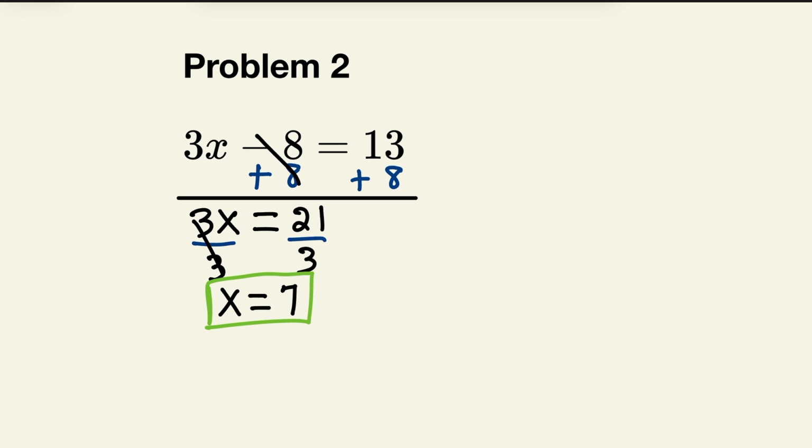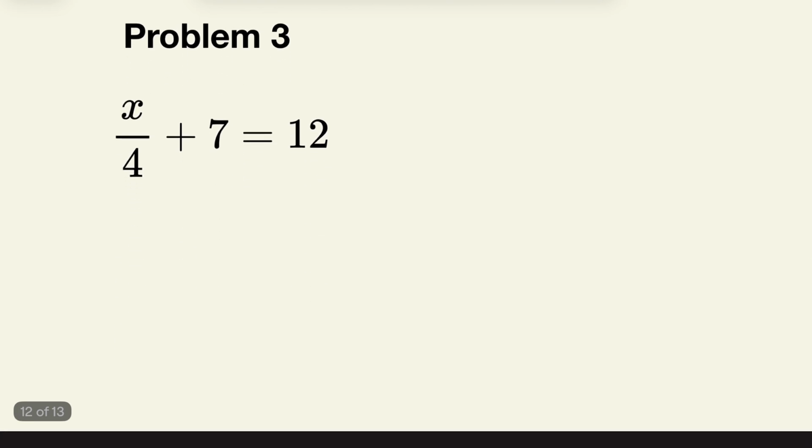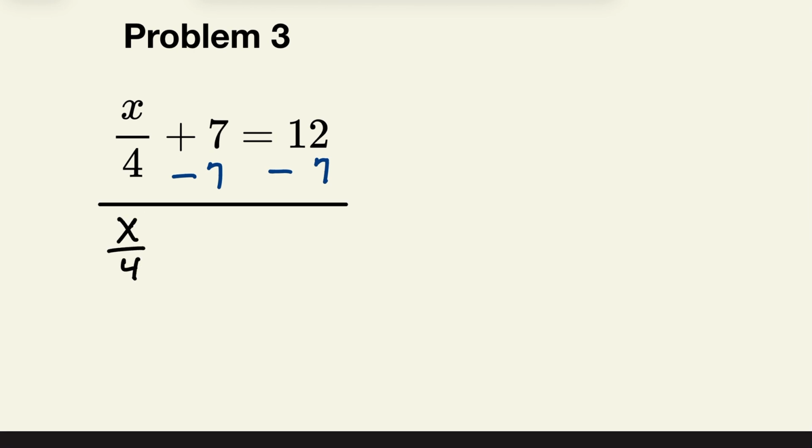Okay, so let's go ahead and move on to problem number 3. Here we have x divided by 4 plus 7 equals 12. We have to undo the addition by subtracting 7 from both sides. We have x divided by 4, positive 7 minus 7 cancel out. Taking 7 from 12 equals 5.